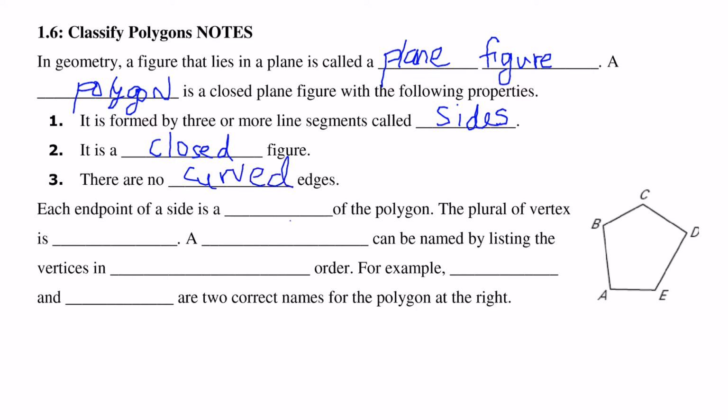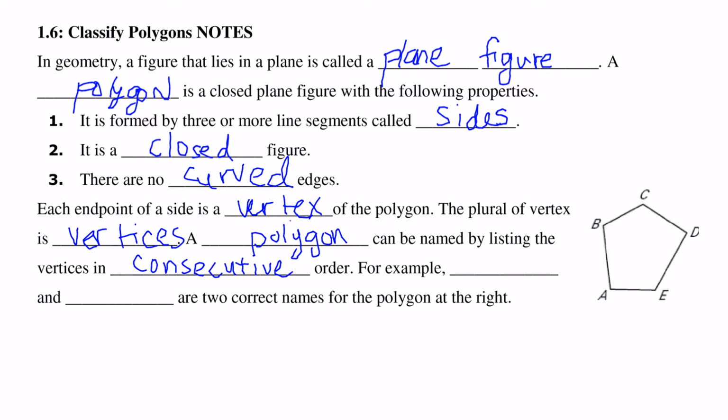So each endpoint of a side is called a vertex of a polygon. The plural of vertex is called vertices. A polygon can be named by listing the vertices in consecutive order. For example, in this figure on the side, we could start with A, so we would do A, B, C, D, E, or if we start somewhere else, if we start with the letter D, we could go D, E, A, B, C, are 2 correct names. So if you notice, I went in clockwise direction.